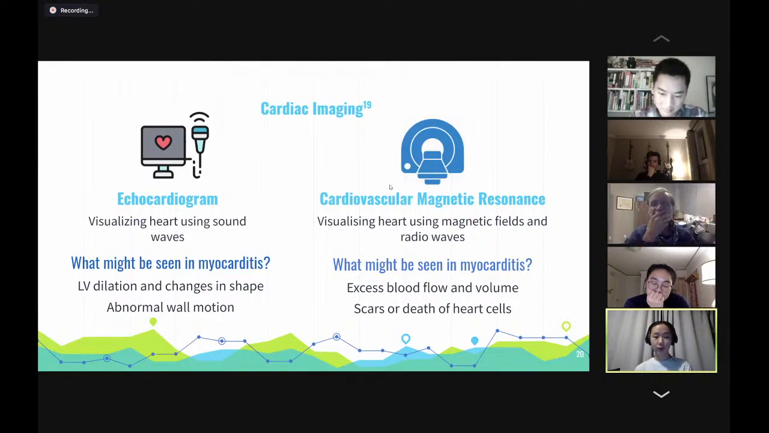Your physician might also order a cardiovascular magnetic resonance imaging, or a cardiac CMR. This is another way of visualizing the heart, and this uses magnetic fields and radio waves. Using this kind of imaging, your physician might see excess blood flow or volume in your heart, known as inflammatory hyperemia, or they might see scars or death of heart cells. This imaging is also another way of visualizing any changes in the motion of your heart walls and also changes in the LV shape.